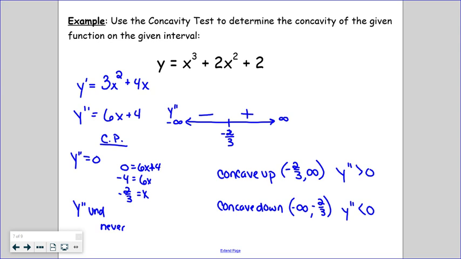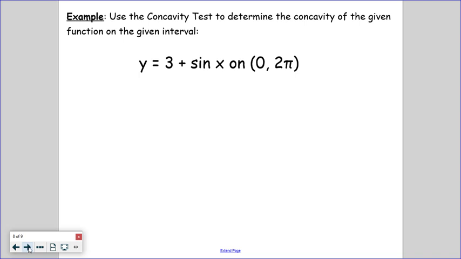Okay, let's look at one more doing that concavity test here. Always good for us to kind of remind ourselves about trig functions, their derivatives, their values, all of that. So applying our second derivative test, or the concavity test, to y equals 3 plus sine x on the interval from 0 to 2 pi.